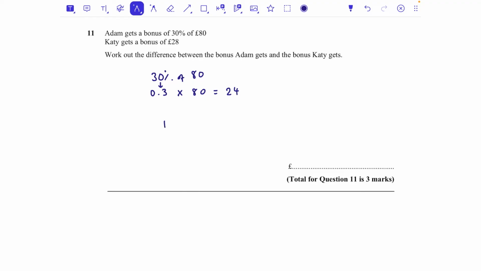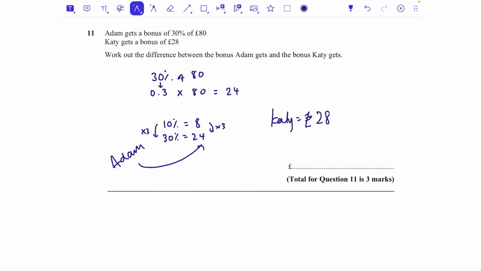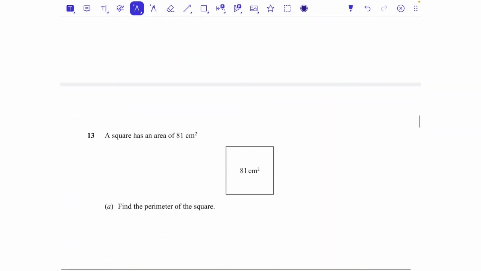Or you can say, well, 10% to get that, we divide by 10. 80 divided by 10 is 8. So 10% is 8, which means that 30% is 3 of those. So 8 times 3 is 24. So 24 is what Adam gets. And Katie, we know, gets £28. So the difference between what they get, we're going to do 28, take away 24, and our answer there is £4 difference.